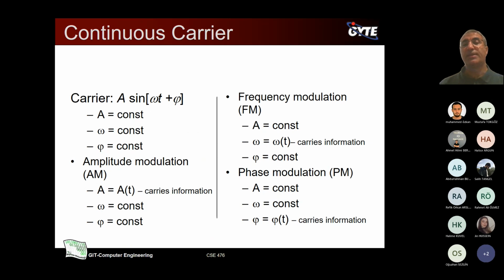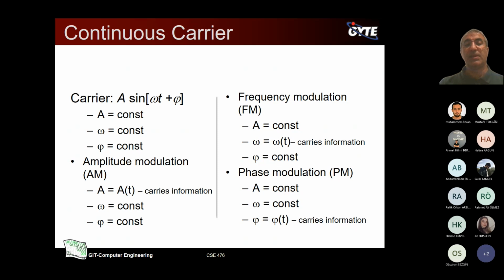Let's look at the continuous carrier modulation. As you know, when you say carrier is a sinusoid, which has A for amplitude, W for the frequency, and phi for the phase. So we have three parameters that we can adjust according to the bit stream.